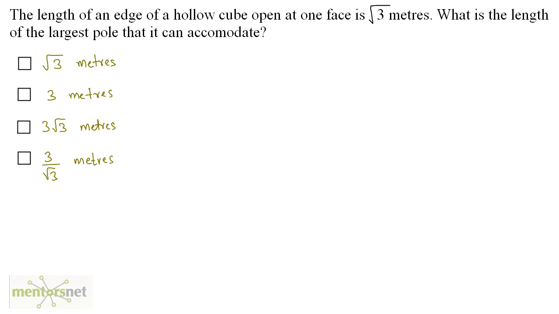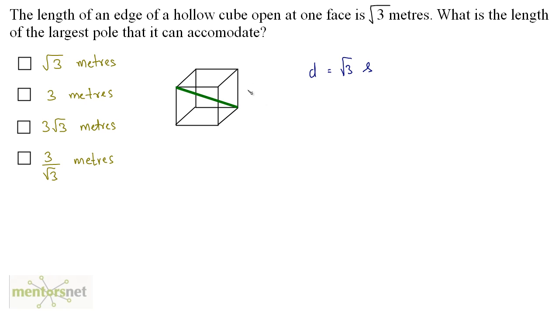The length of an edge of a hollow cube open at one face is √3 meters. What is the length of the largest pole that it can accommodate? So this pole, if it has to fit into this cube, it can at max be the length of the diagonal of this cube and not more than that. Then only it can fit into this cube. So what we want is the length of the diagonal, right? So what is the length of a diagonal? Well, it is equals to √3 times the length of the side of this cube, right?